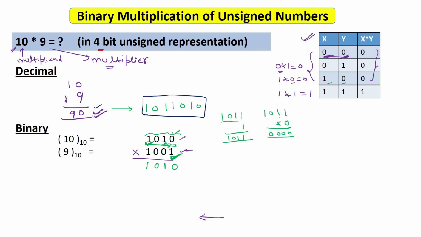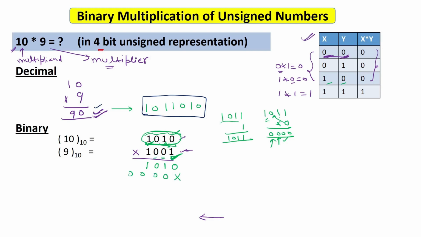Why? Because 0 multiplied by 1 is 0. Again this is multiplied with 0, and this 0. Now this 0 is multiplied again with these 4 bits. So what will you be getting? All zeros. So first you have to put a cross and then 4 zeros.